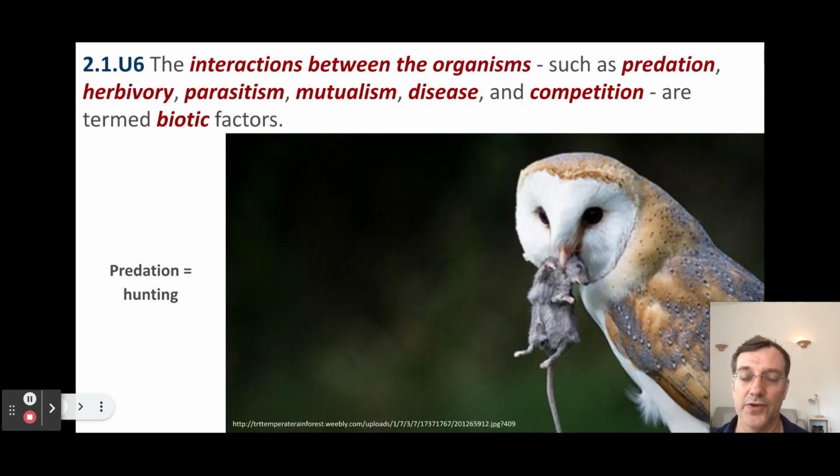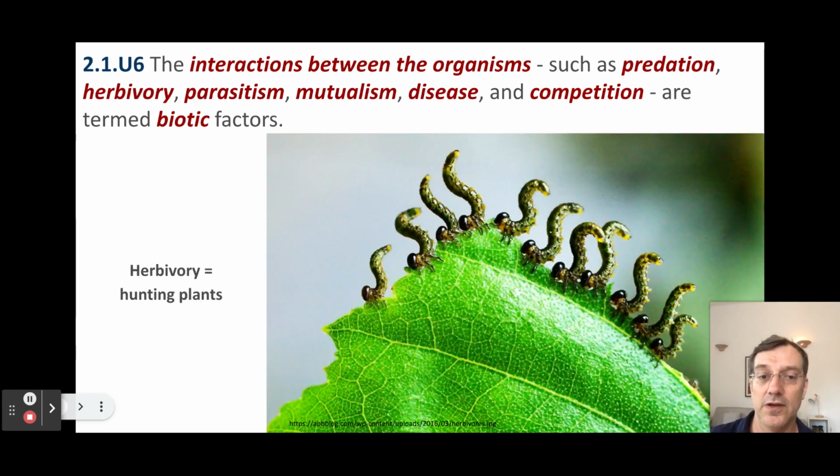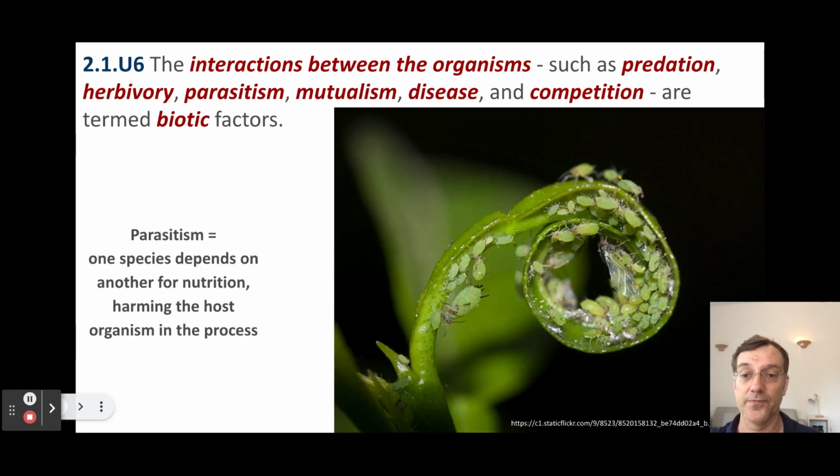Biotic factors. These are the relationships that an organism has with other organisms. Classic example here is predation. Right? So the owl and the mouse have a relationship, benefits the owl, the mouse, not so much. Herbivory is essentially hunting plants. So here we have a lot of caterpillars feasting away on a leaf. Doesn't really benefit the leaf in any way, but it sure benefits the caterpillars.